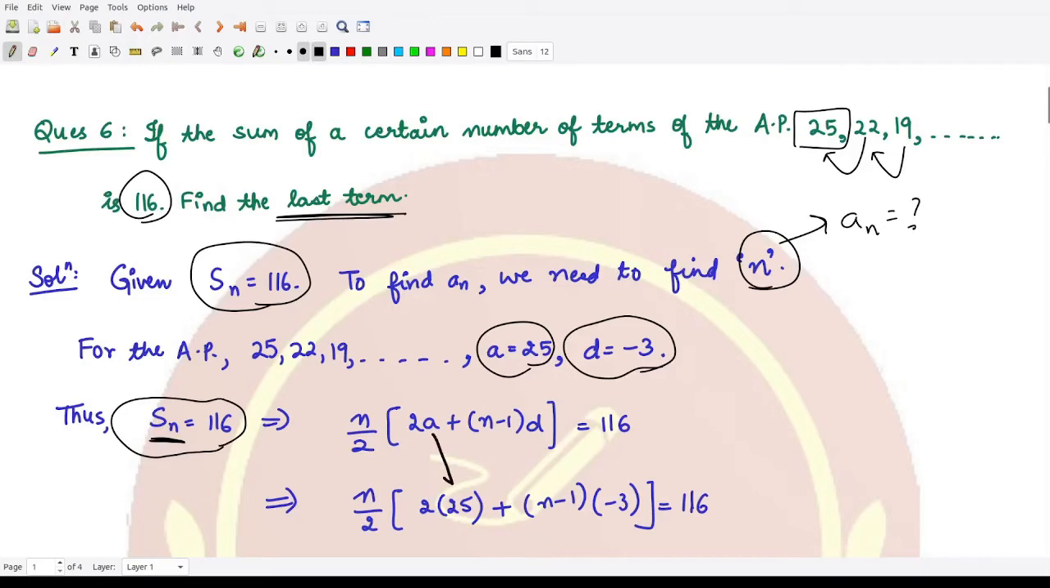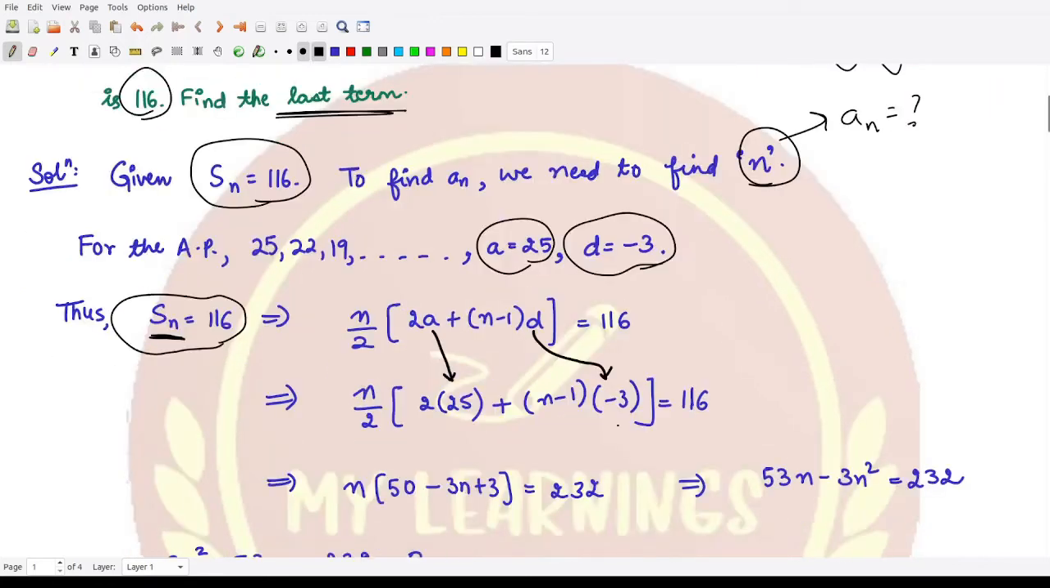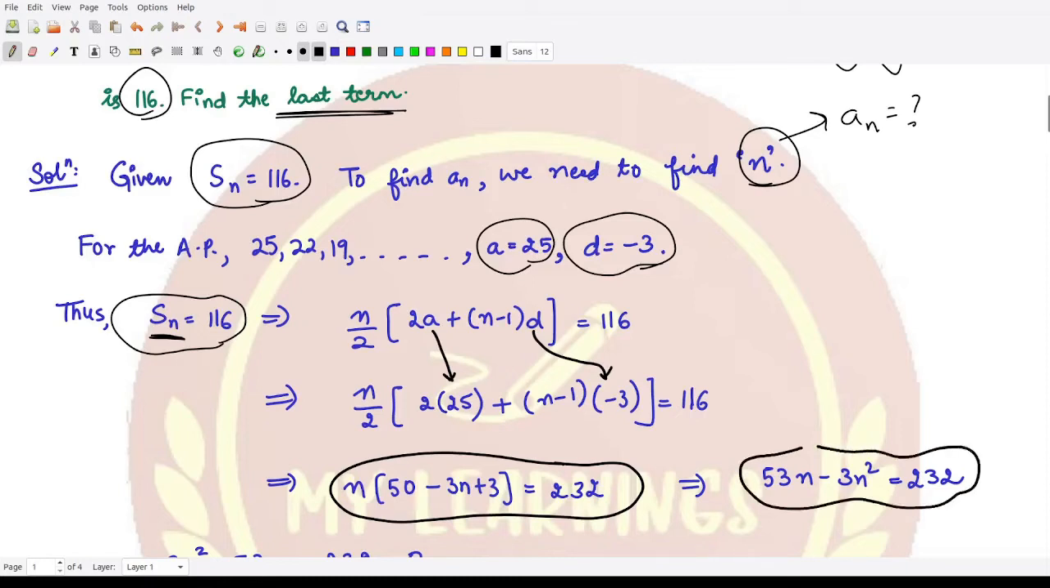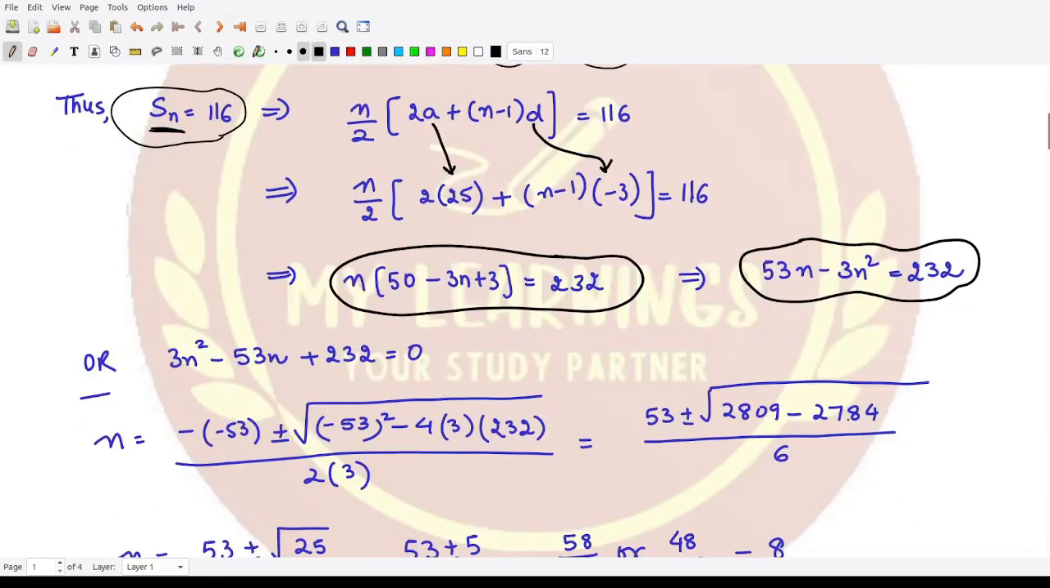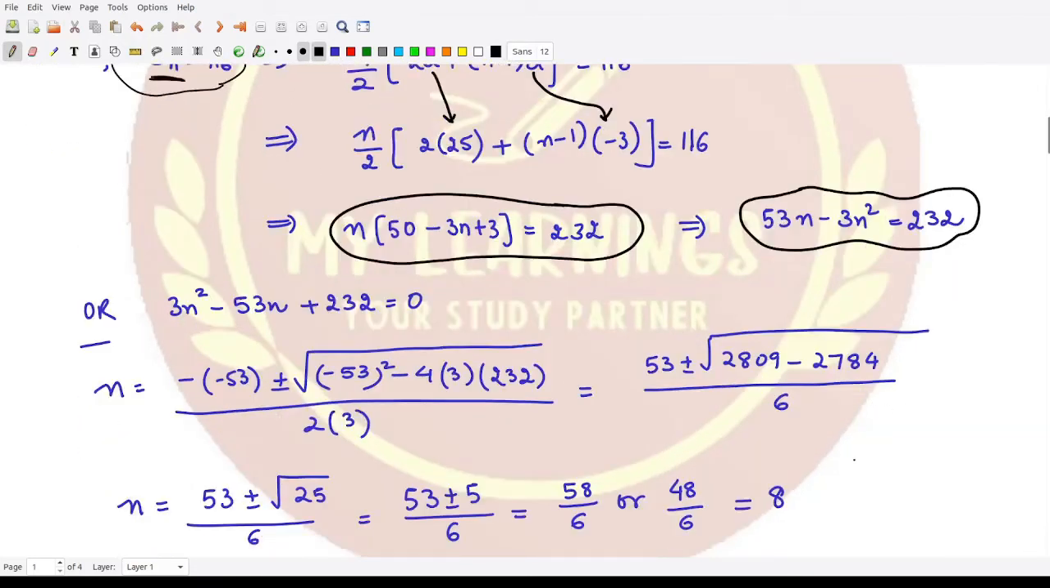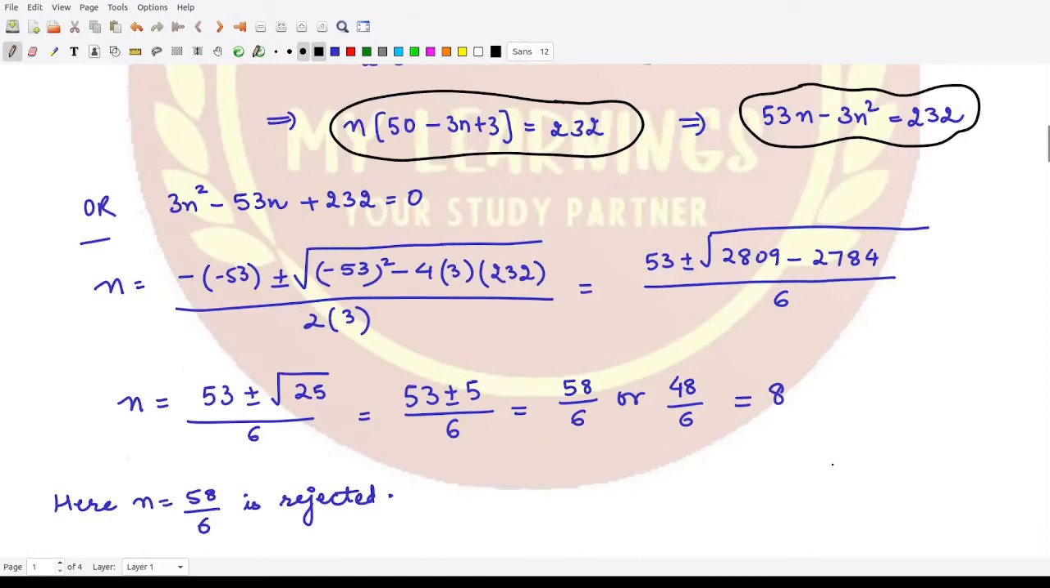Now we know the value of a and the value of d, so we can substitute them here and solve for n. When you solve this, you get a quadratic equation in n, an equation of degree 2, which results in two values of n. One value we obtain is 58 upon 6 and another is 48 upon 6. 48 upon 6 is 8, and 58 upon 6 would be some decimal number.